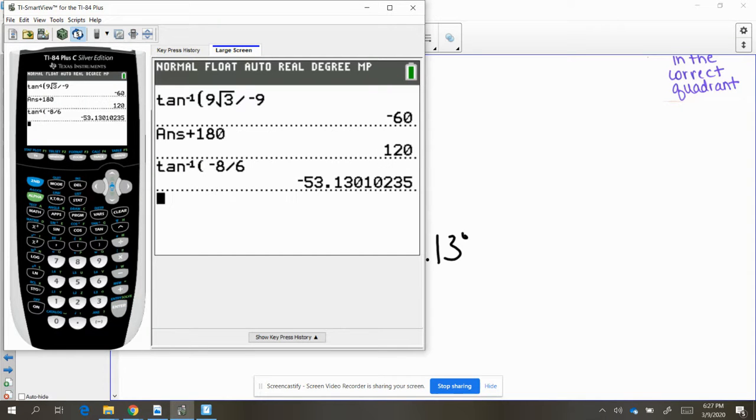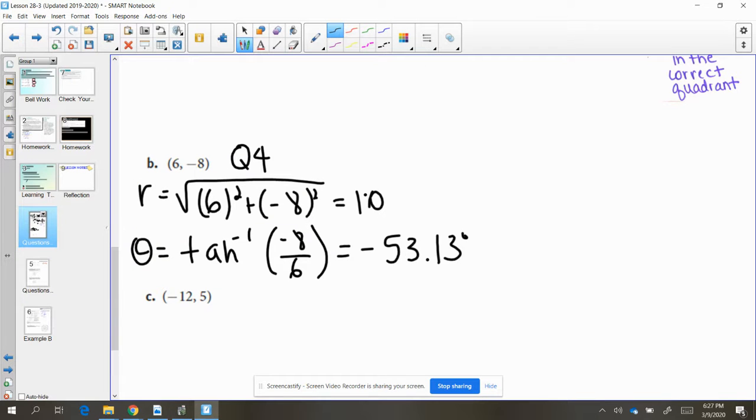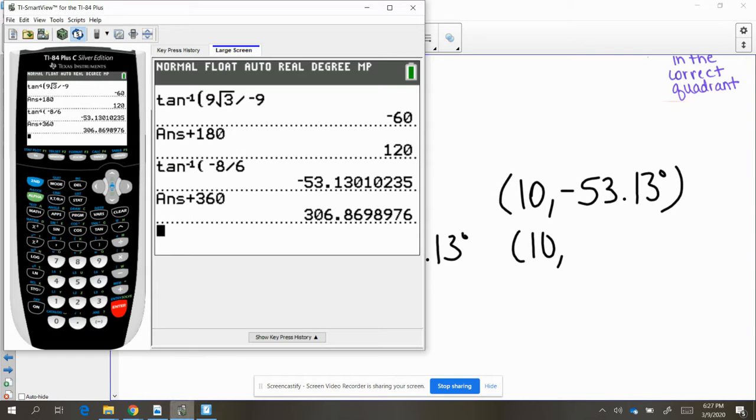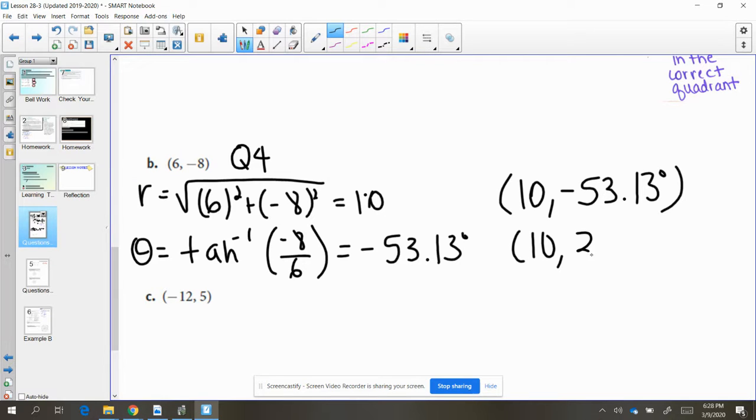If you like your answers to be between 0 and 360, however, feel free to add 360 degrees. Reminder with polar coordinates, they do officially sometimes have more than one answer. So an answer of 10, negative 53.13 is acceptable. Or again, this 306.87 is also acceptable because of the fact that these are the same location.